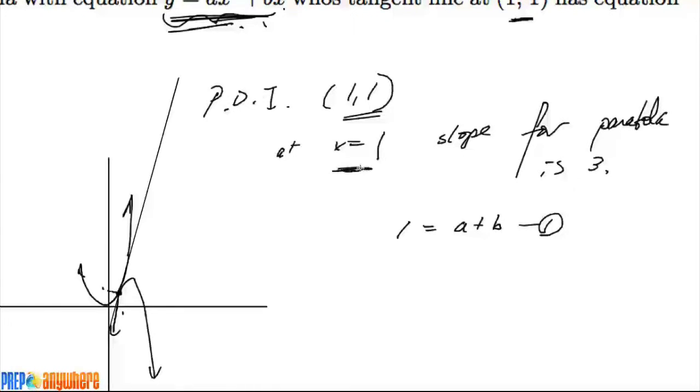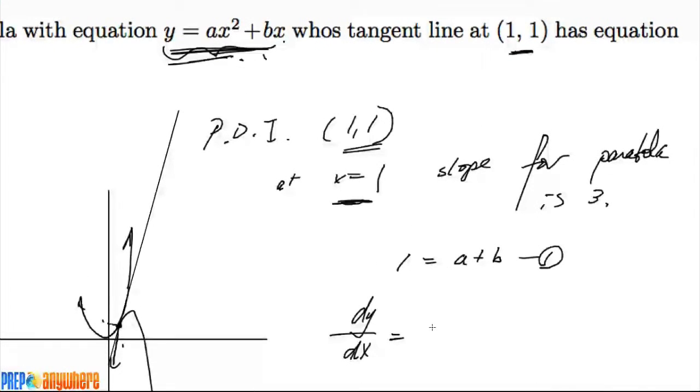And with the second piece of information, I can find the derivative dy over dx. That's equal to 2ax plus b, right? a and b are constants. You just leave them alone. Okay, maybe I should do this. a times the derivative of x squared, which is 2x. And if you differentiate the other term, you get 1. So you get 2ax plus b.